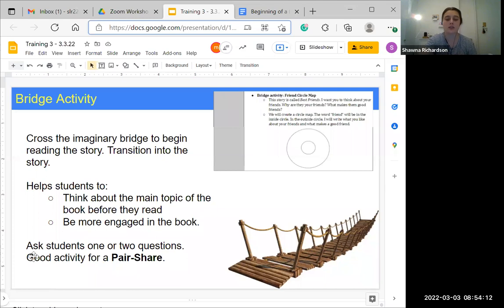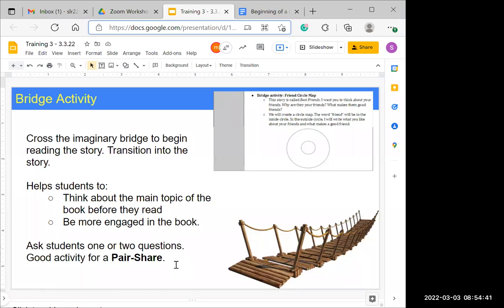And this is a good activity for a pair share. Remember, we talked a lot about the pair share. Bridge activities are a good time to tell your students, okay, turn and talk with a partner. Tell your partner what makes a good friend. And then after they all talk with their partner, you can have them come back and a few students can share with the whole class.